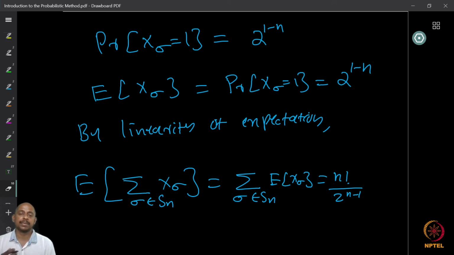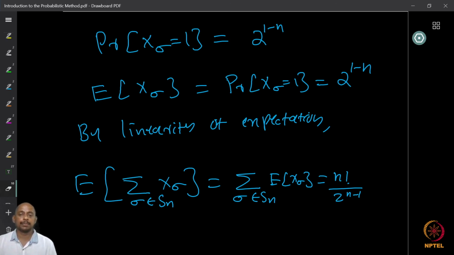Because the definition of expectation says that you take the value, multiply with the probability, and sum over all the values. But now the probability that it takes 1 is the expectation, because we are multiplying with 1. Whenever it takes value 1, we multiply with that, otherwise it is 0. So the expectation of the random variable is the probability that it is equal to 1, which is 2 raised to 1 minus n again. Previously it was the probability, now it is an expectation.